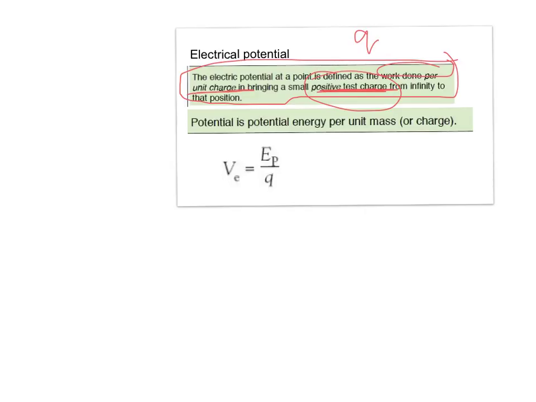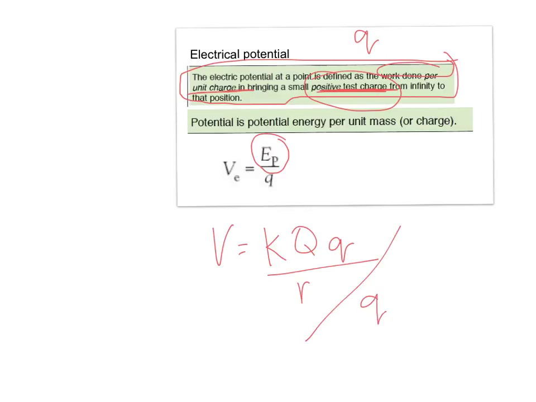Right, so what we've got here is potential is our energy over charge, and our energy from our previous derivation is K charge 1, charge 2, over r, over the charge of the object in the field, which, if we cancel those out, we end up with kQ over r. And that gives us our potential energy per unit charge.